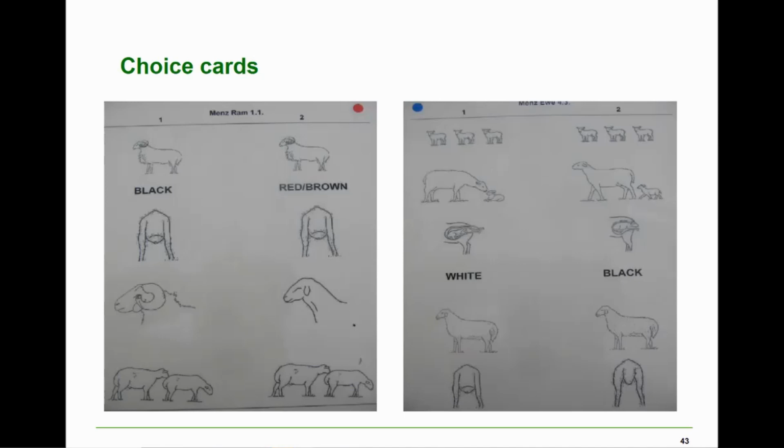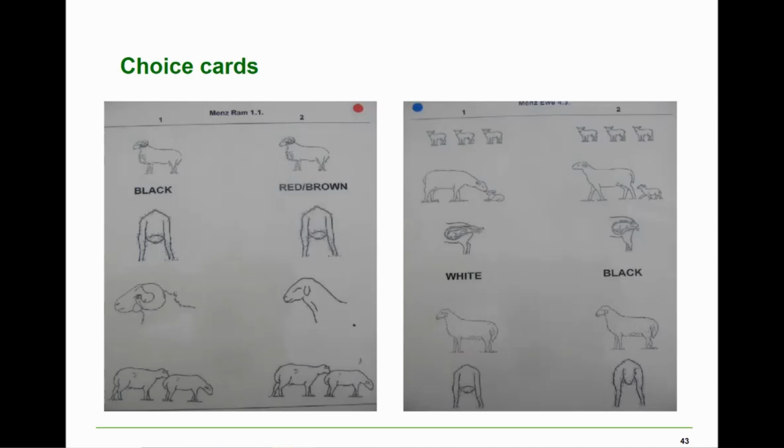On the left card, for example, there is animal 1 and 2. Both of them are rams. One is black and the other one is reddish brown. Both of them have fat tails. One is with the horn, and the other one is without a horn. And both of them have a good libido. So basically this is just so that there is a mating, so it can be relied on when it comes to mating.